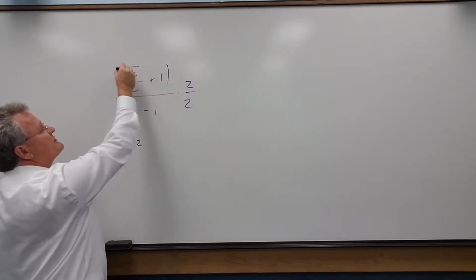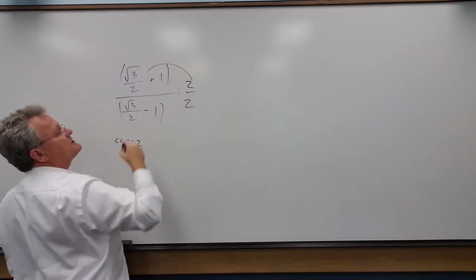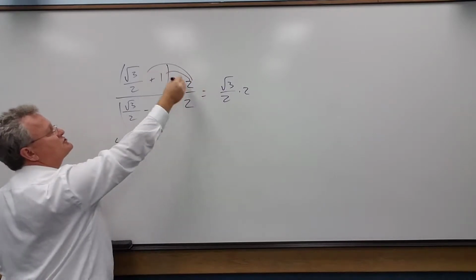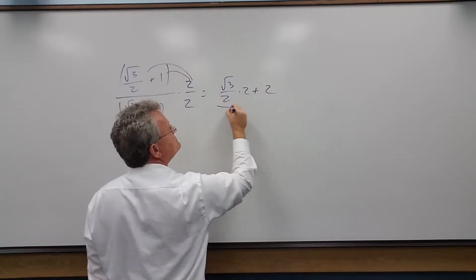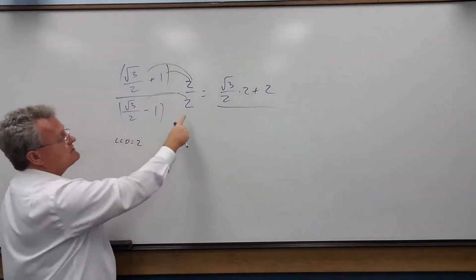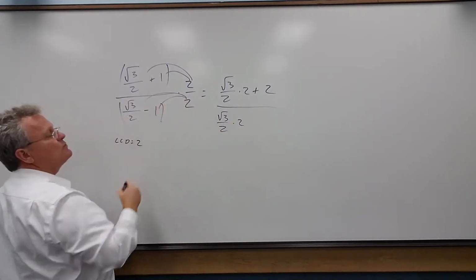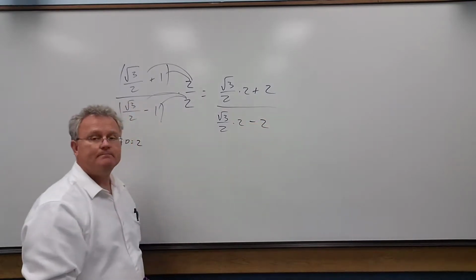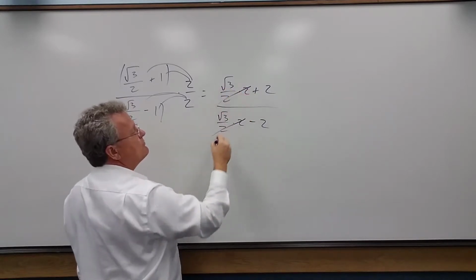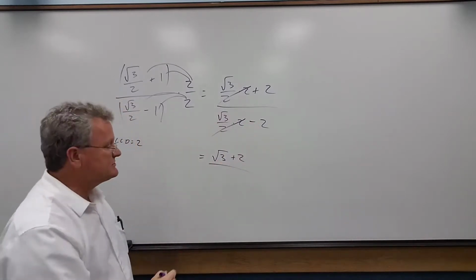So when I distribute, think of parentheses here. We distribute, we get root 3 over 2 times 2 plus 1 times 2 is 2. In the denominator, we get root 3 over 2 times 2 minus 1 times 2 is 2. Now we simplify these. These 2's cancel, and we get root 3 plus 2 over root 3 minus 2.